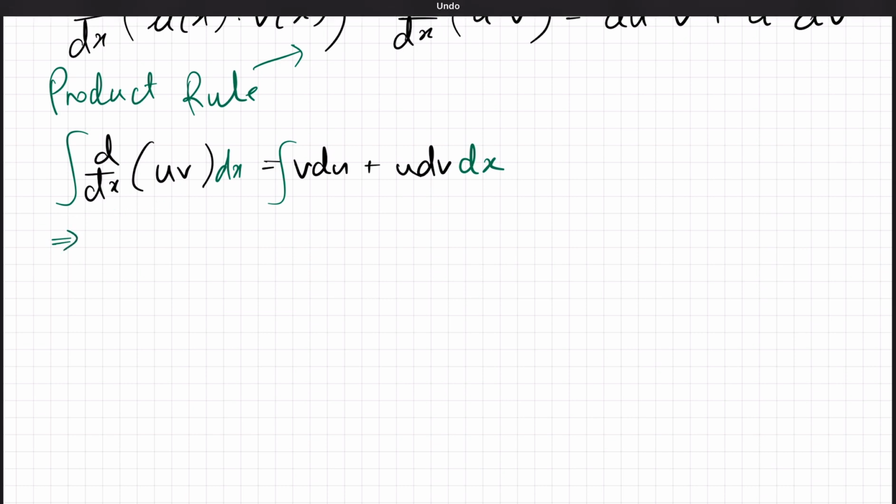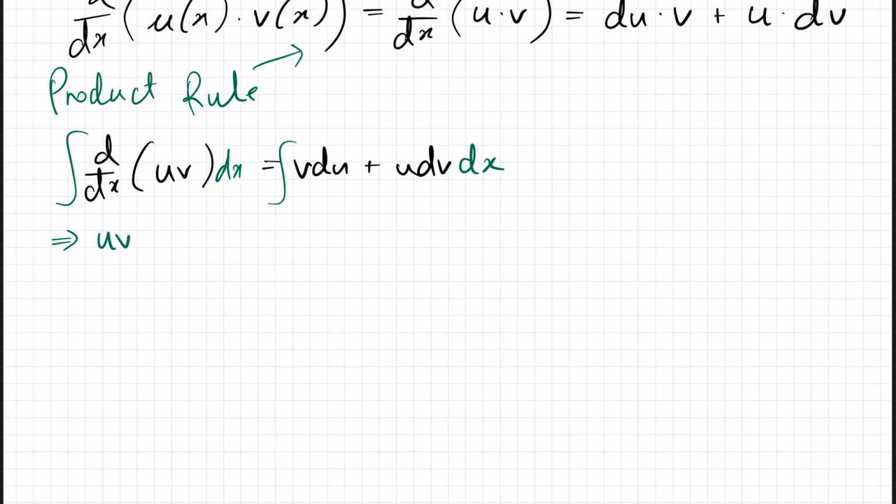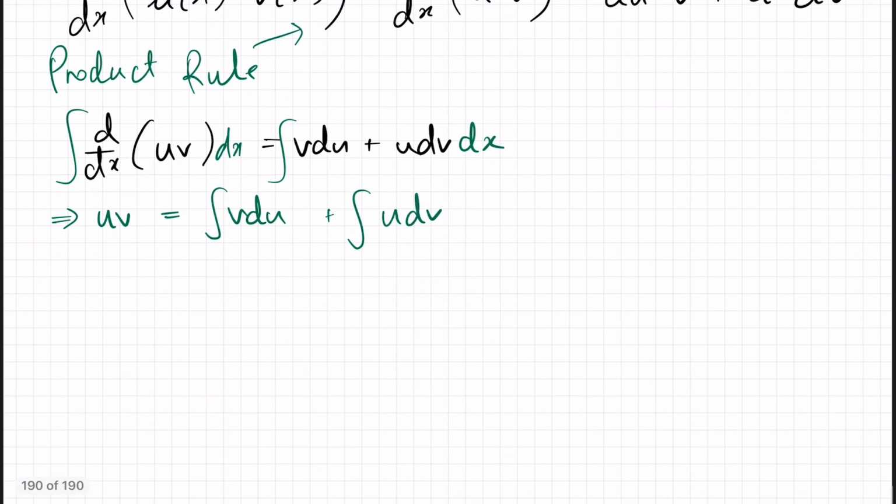So using this, we can simplify. On the left side, these two cancel out, which just gives us uv. And that's equal to the integral of v du plus the integral of u dv. Now if we rearrange it, we get the form: integral of u dv is equal to uv minus the integral of v du. So here's the formula.